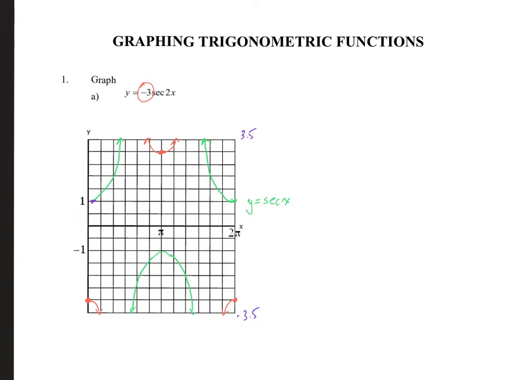If I am going to use intermediate graphs, then I've got to label them. So what that red graph is, is just the graph of negative 3 secant x.